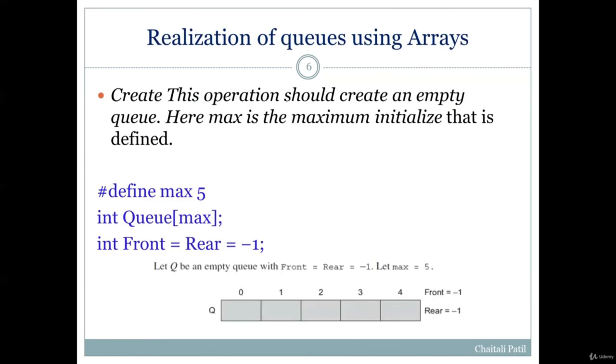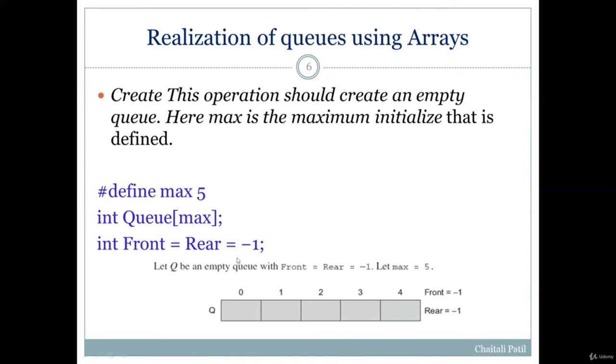Now we will see the realization or the implementation of a queue by using an array. So the create function first. The create function creates the empty queue and initializes a few pointers. For example, suppose there are 5 elements in a queue, then we have to declare the queue with size 5. And if we are going to insert integer elements in a queue, then we have to declare the data type of the queue as integer.